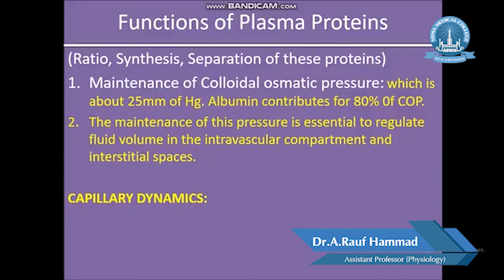It should not be leaked outside the vessels or into the intracellular spaces. So maintenance of colloidal osmotic pressure, which is about 25 millimeters of mercury, and among this pressure, albumin has 80%, because their size is greater, their weight is more. It constitutes 80% of the colloidal osmotic pressure.